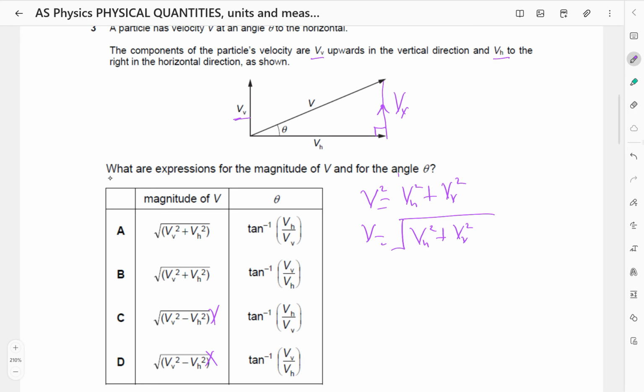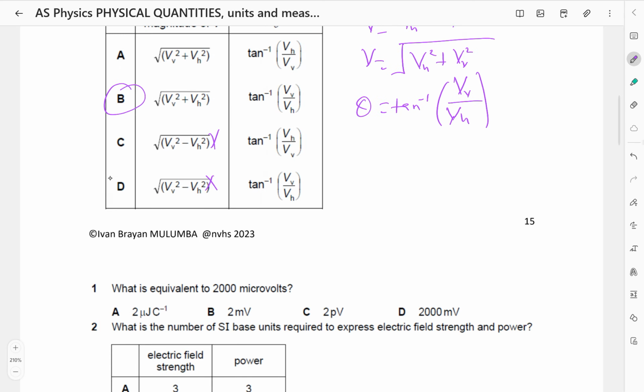Then the angle theta, this will be opposite over adjacent, that is tan. So this is going to be tan inverse of the opposite, which is v in the vertical, over the adjacent. Yes, it is opposite over adjacent. So it is vv over vh. So our answer is going to be precisely B. This is vv over vh.